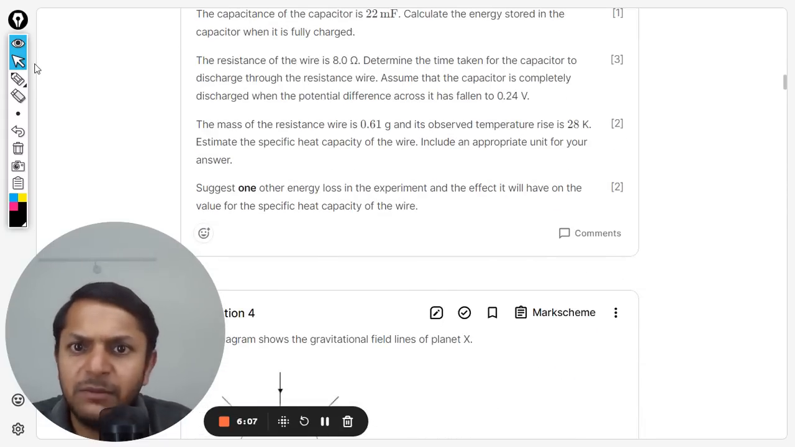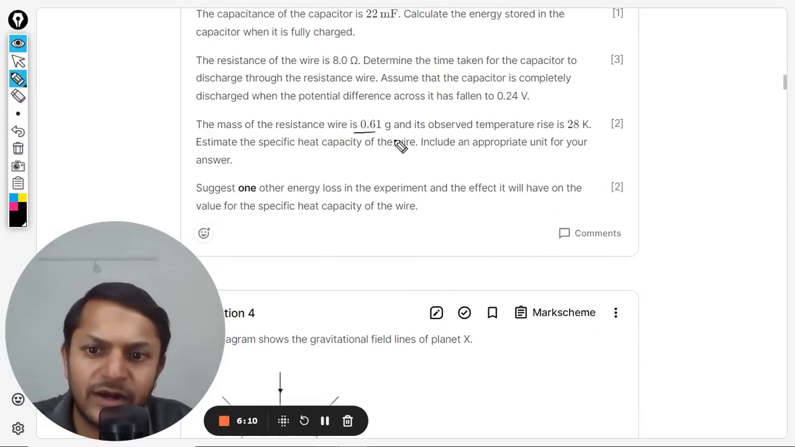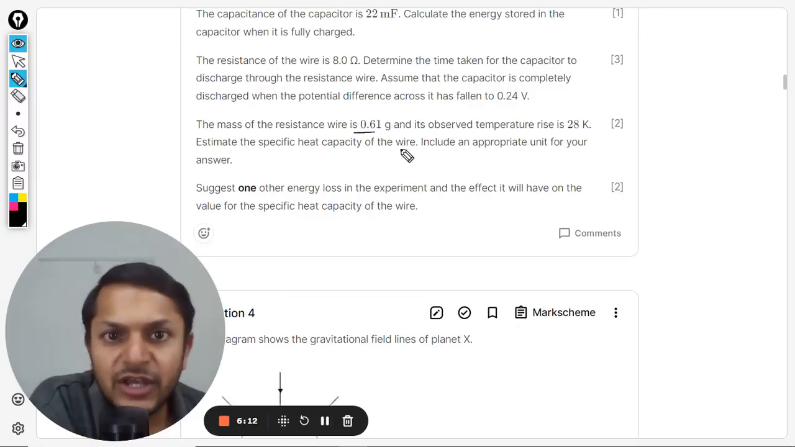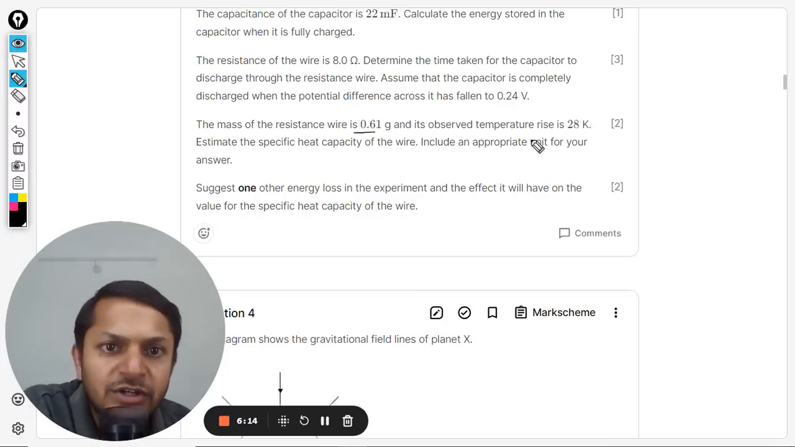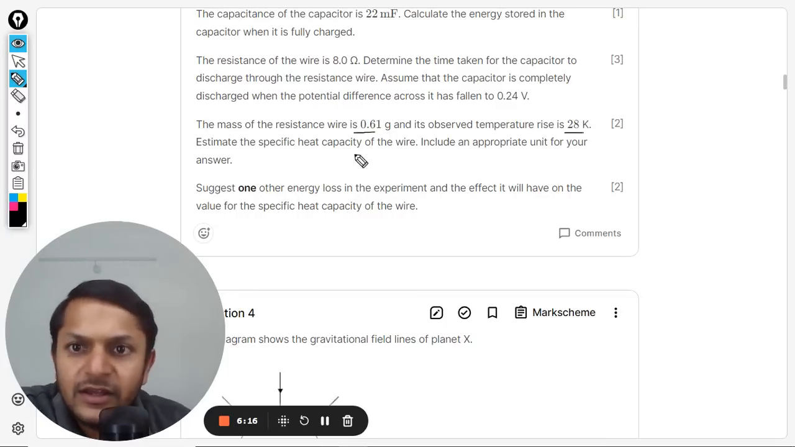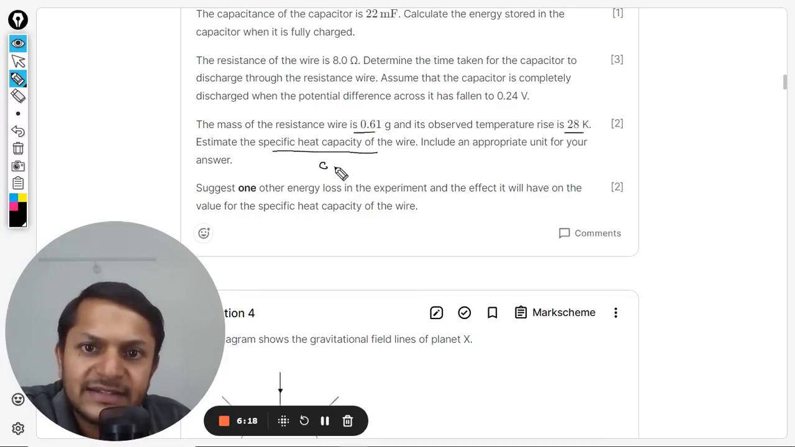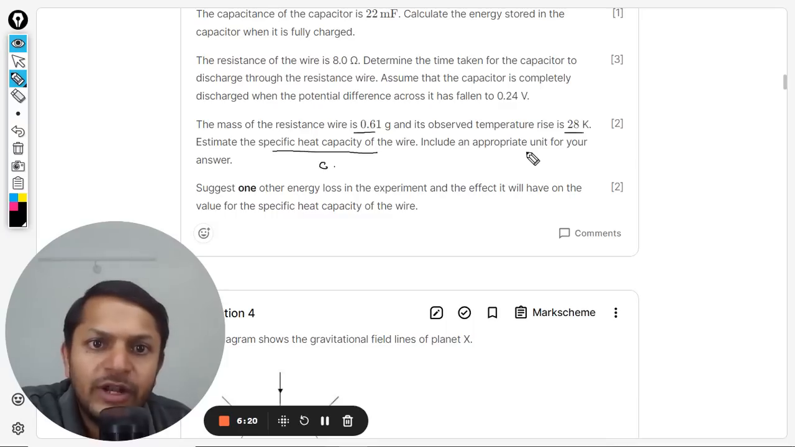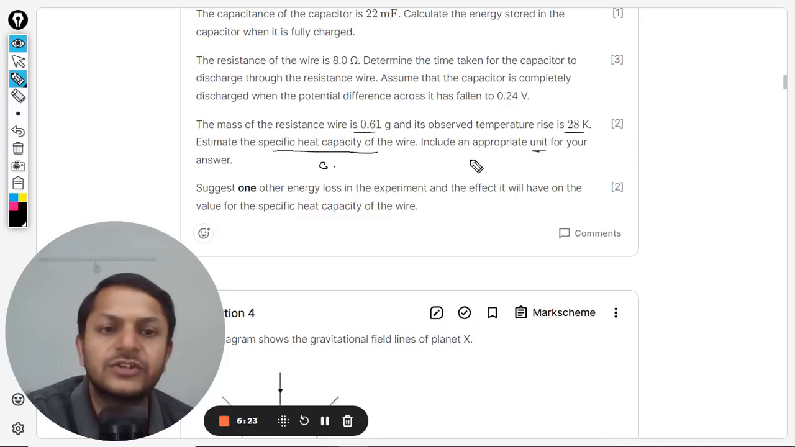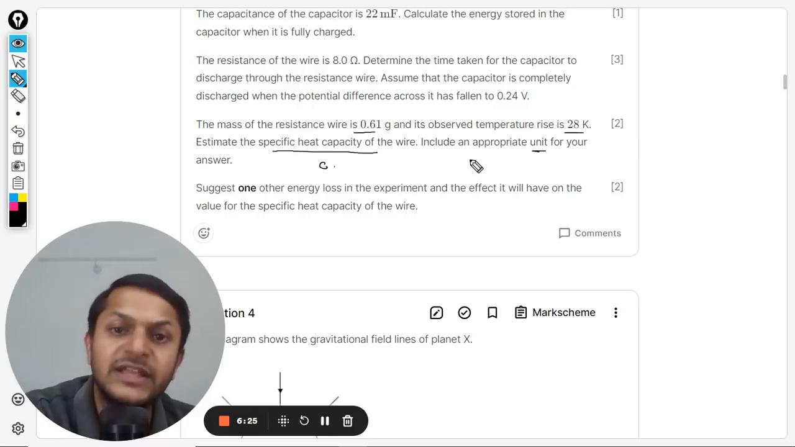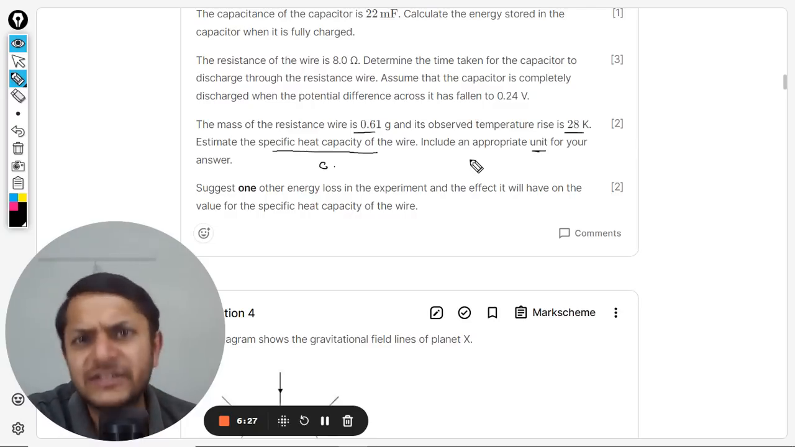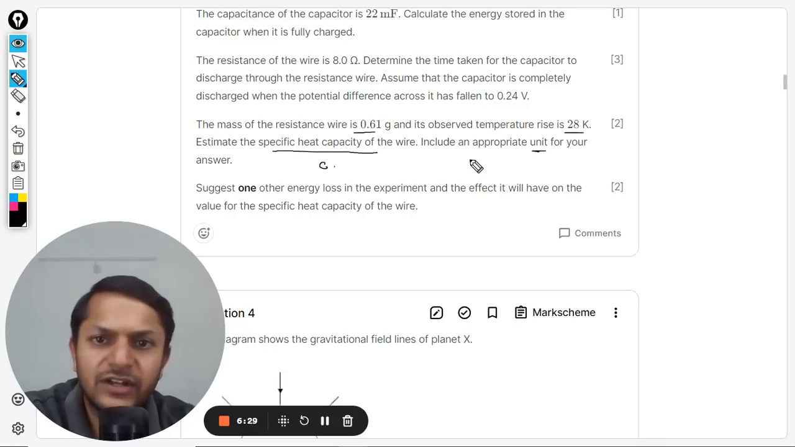The mass of the resistance wire is taken as 0.61 grams, and its observed temperature rises 28 Kelvin. What is the specific heat capacity of the wire? Include an appropriate unit for your answer. So you have to give the unit also, but that is always important. You must always give the unit, whether it is written or whether it is not.